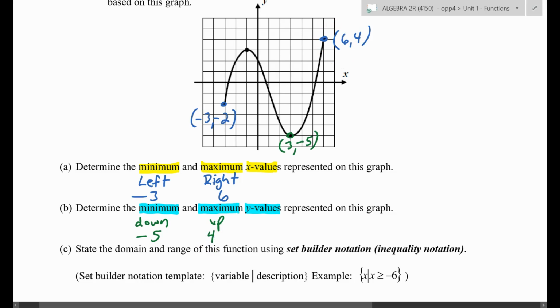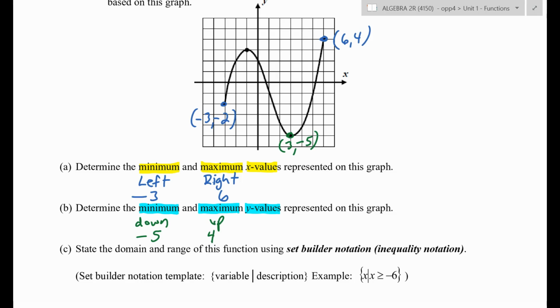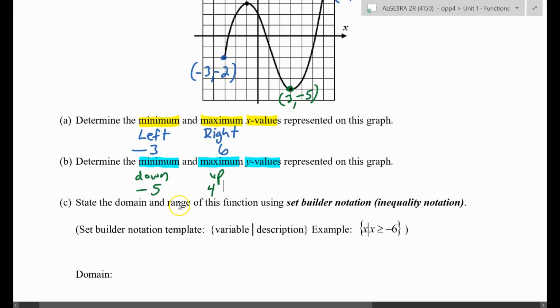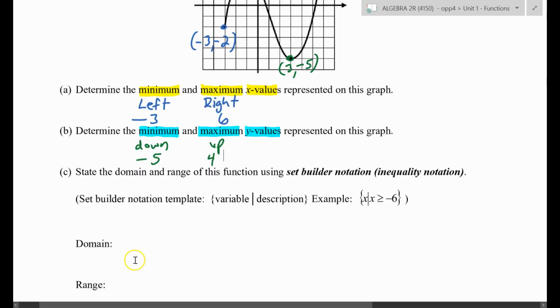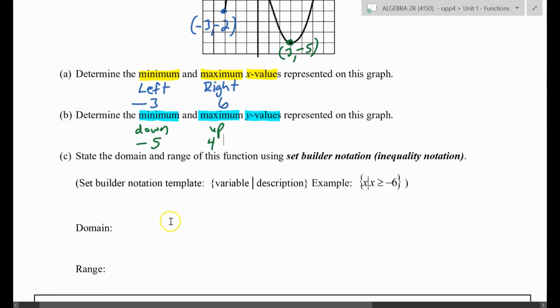All right, so I have furthest left, furthest right, furthest down, furthest up. That's going to give me my domain and my range. Fair enough? Now, typically, guys, we like to represent this with something a little bit more dignified than just saying furthest left, furthest right, furthest up, furthest down.